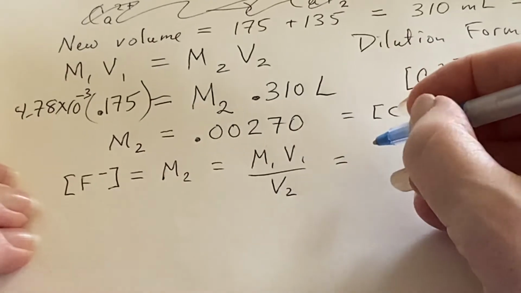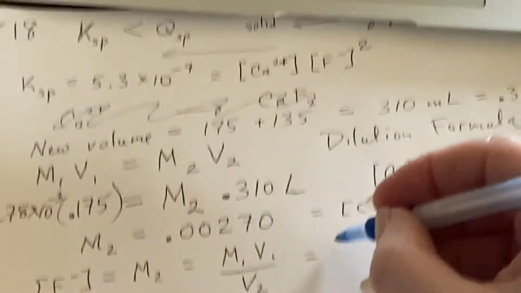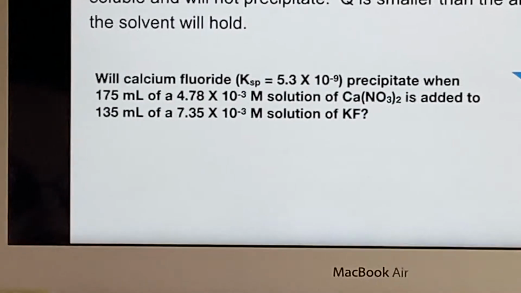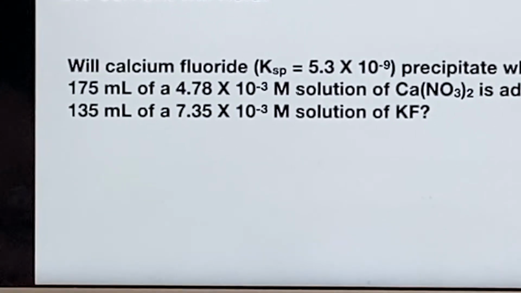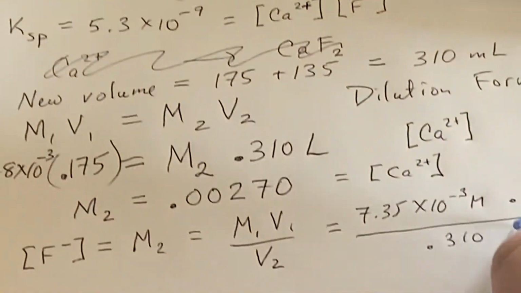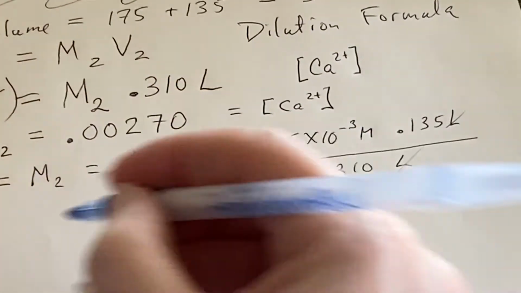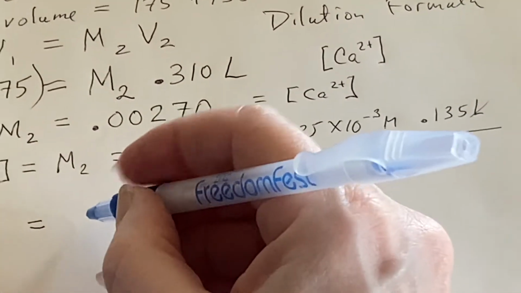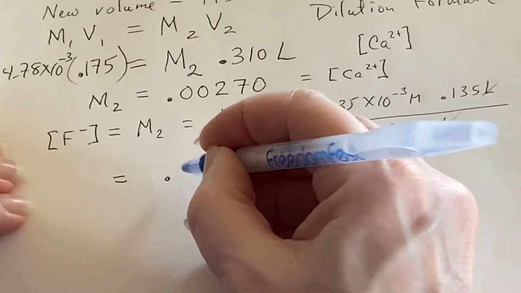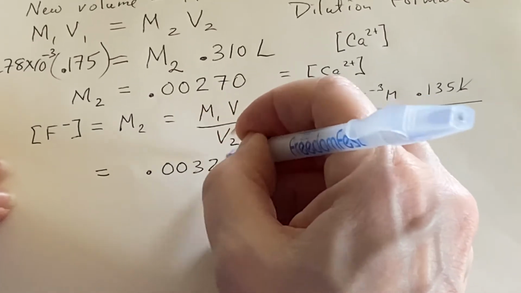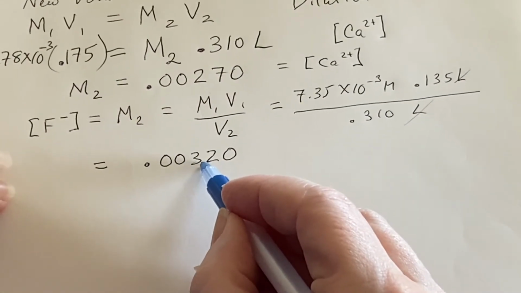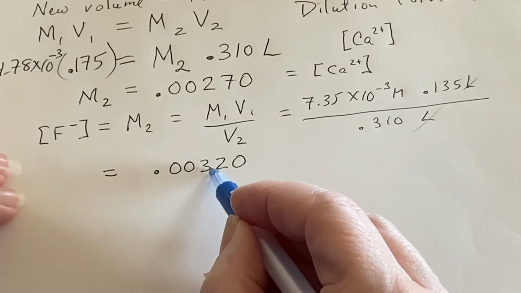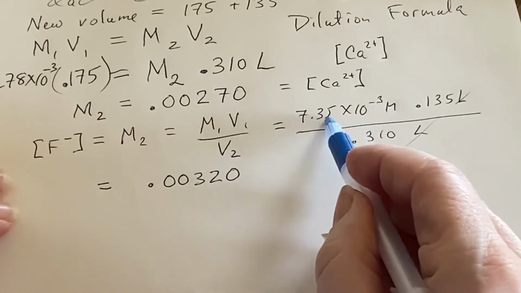And you would say, okay, well, what was the original molarity? Well, that was the 7.35 times 10 to the negative third molar. What was the original volume? 0.135 liters. What's the new volume? 0.310 liters. The liters are going to cancel. You're going to end up with a molarity again. And when you do that, you're going to get 0.00320. And again, in scientific notation, this would be 3.2 times 10 to the negative 3, which is less than the 7.35.